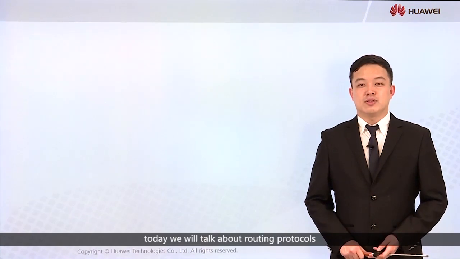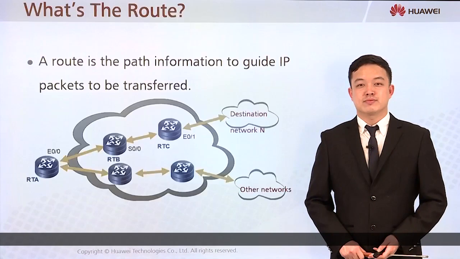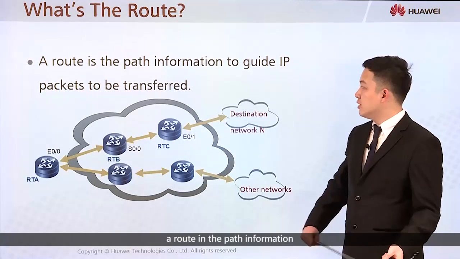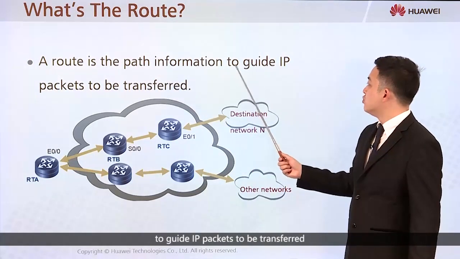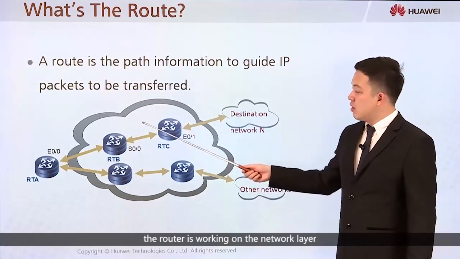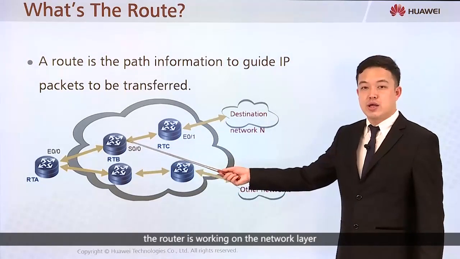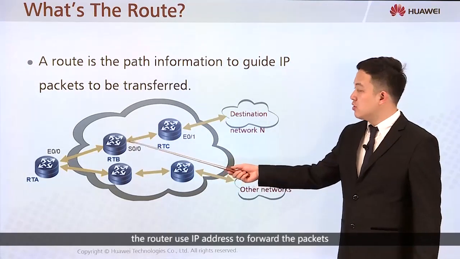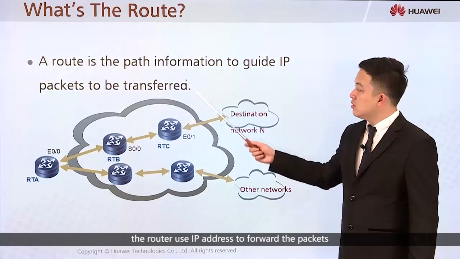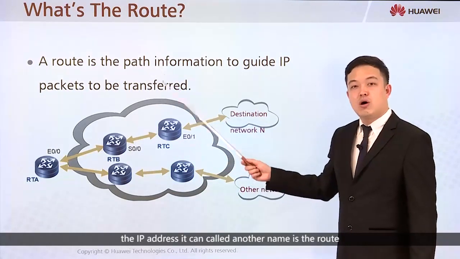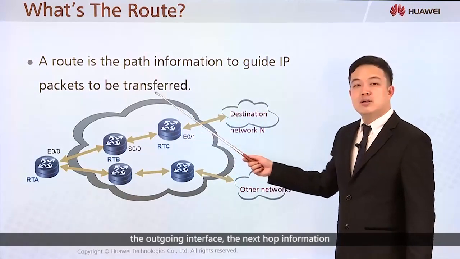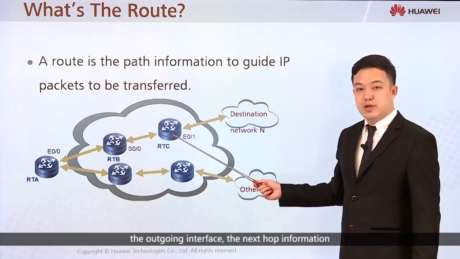Today we'll talk about routing protocols. First, let's talk about what a route is. A route is the path information to guide IP packets to be transferred. The router works at the network layer. In this layer, the router uses the IP address to forward packets. The route includes the destination IP, the outgoing interface, and the next hop information.